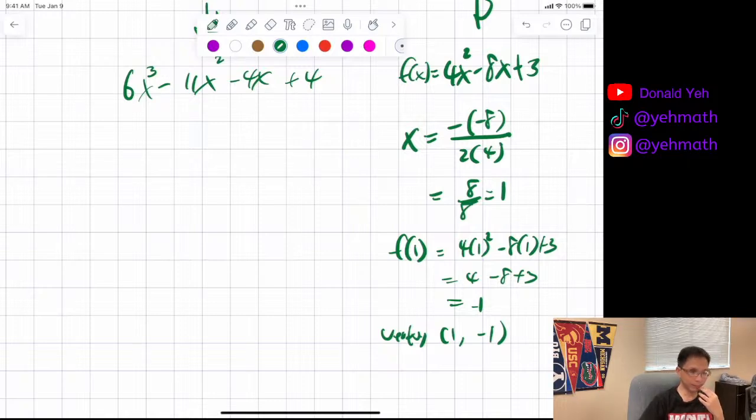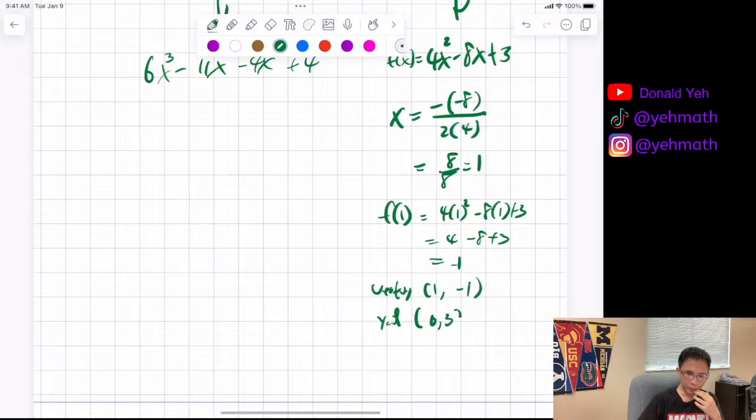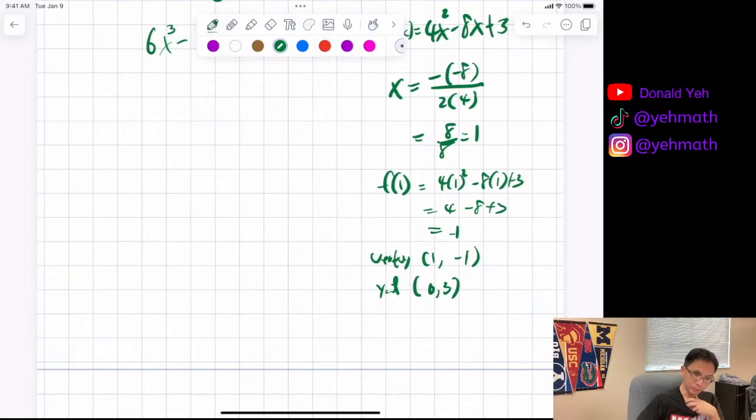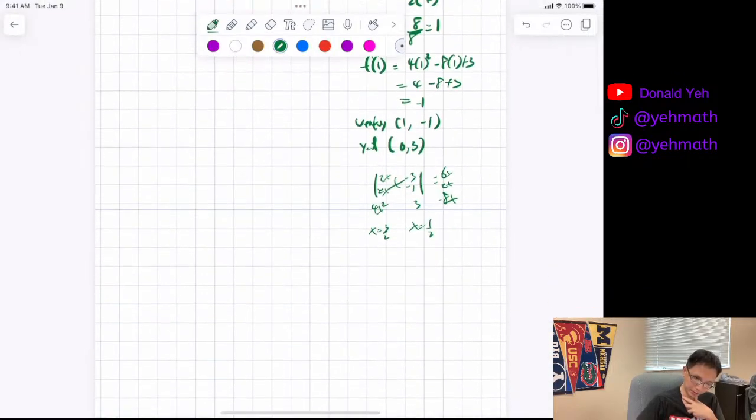Can you find the x-intercept? And can you find the y-intercept? The y-intercept is what? 0, 3. What about the x-intercept? Yep, it's factorable. 4x squared, 2x, 2x. I think it's 3 and 1. This is going to be 6x, this is 2x, this is negative. So it'll be x equal to 3 over 2, x equal to 1/2. So you can graph this already.